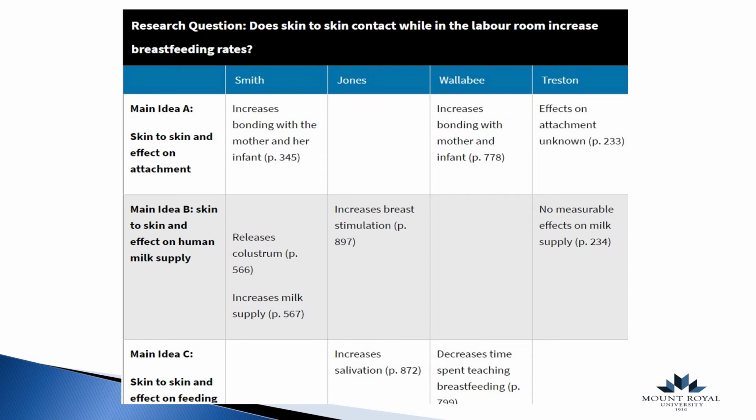You can see that 3 of the articles spoke to that particular concept. The main idea B, skin-to-skin and effect on human milk supply. Once again, looking across, following left to right, you can see that 3 of the articles spoke to this. And lastly, main idea C, skin-to-skin and its effect on feeding. And interestingly enough, only 2 of the 4 articles spoke to that.